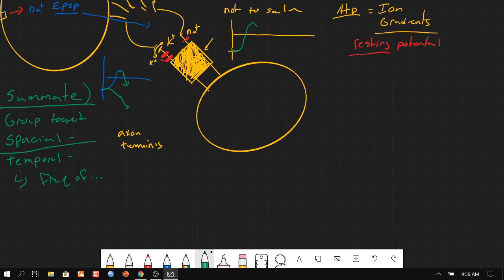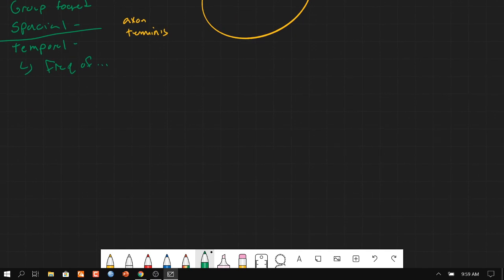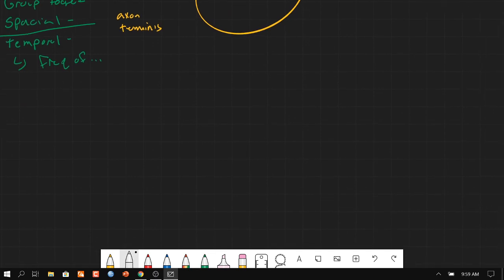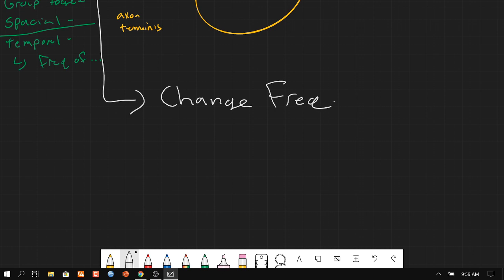Okay, so now, why do we care about summation? What does summation do for transmitters? What does summation have to do with transmitters? We're not even close to the body yet. We're at one neuron. The whole reason that we have this summation is to change the frequency of action potential.